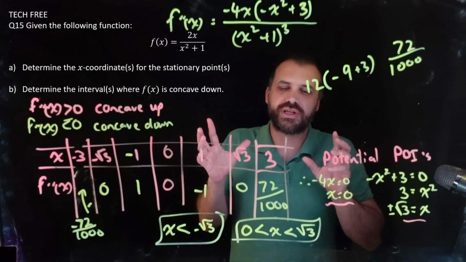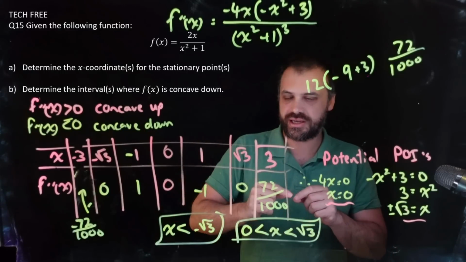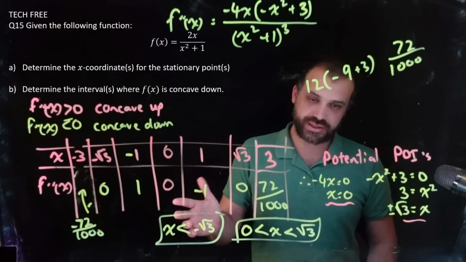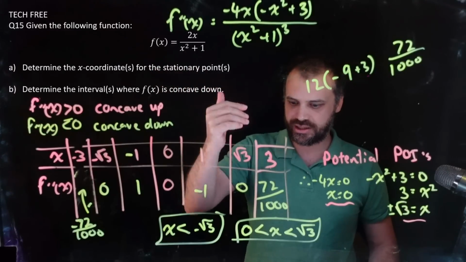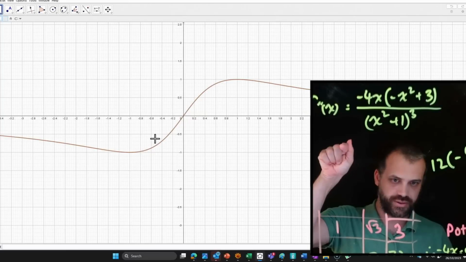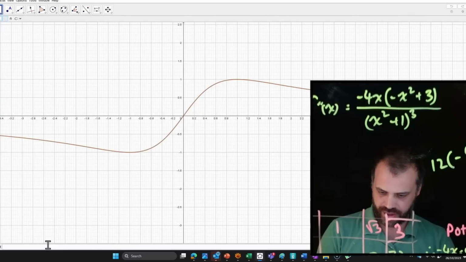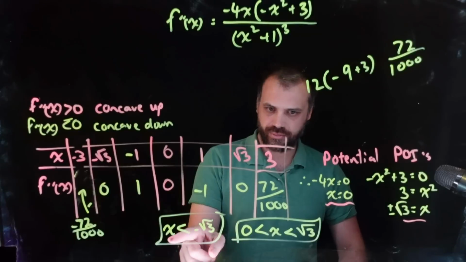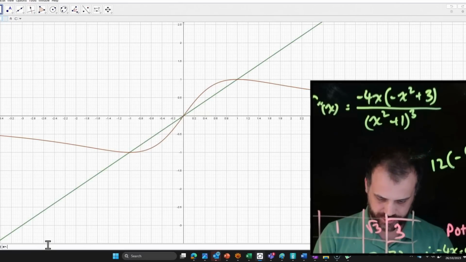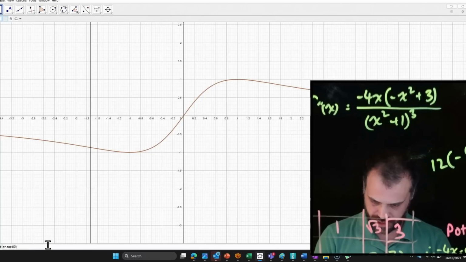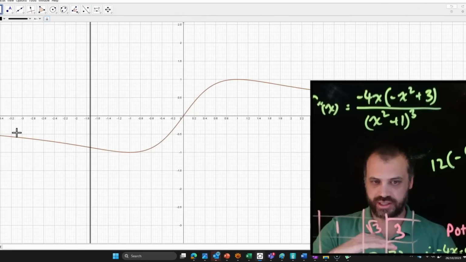Now, what does it actually look like? This is a tech-free paper, so you won't be able to see it, but given this is just a video, let's take a quick look at what the actual original graph, 2x on x squared plus 1, looks like. This is the graph right here. That's the original graph, right? Now, the intervals that we came up with, x is less than negative root 3. Let's take a look. x equals negative square root 3. From here, over here, all the way over there, you can see it's concave down.